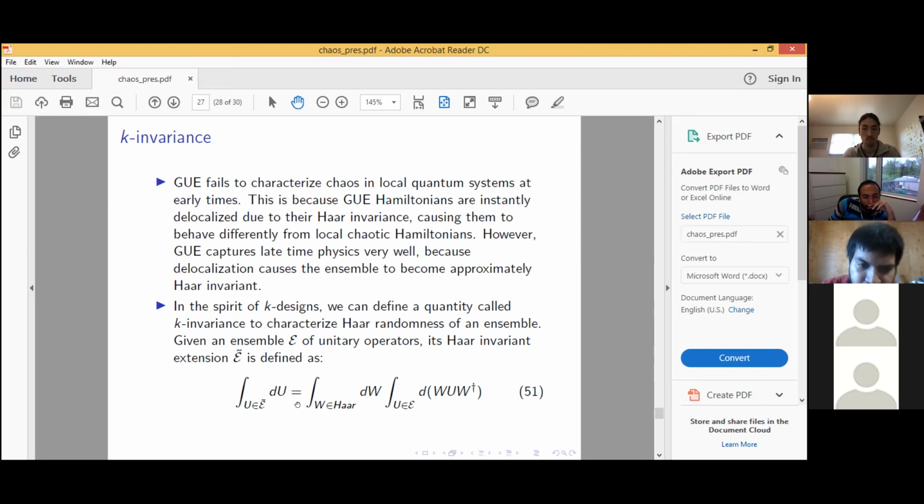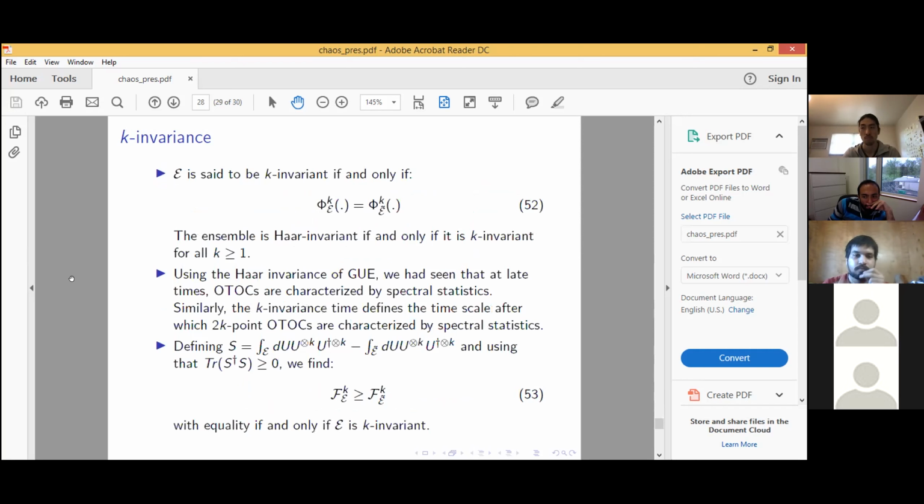Yeah, it's defined in a sort of roundabout way, but yeah. So the essential feature is that once we define a Haar invariant extension for any ensemble, it is a K design. Its first K moments correspond to the first K moments of the Haar ensemble. And E is said to be K invariant if and only if the K-fold operator over E equals the K-fold operator over E tilde. And the ensemble is said to be Haar invariant if and only if it is K invariant for all K greater than or equal to 1.